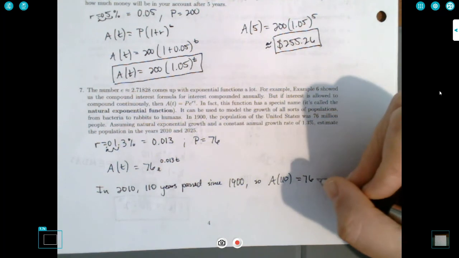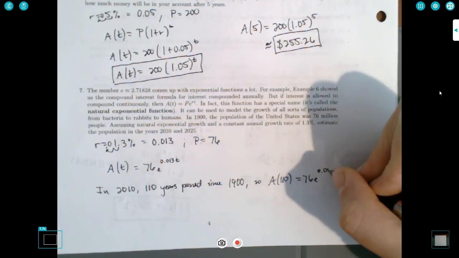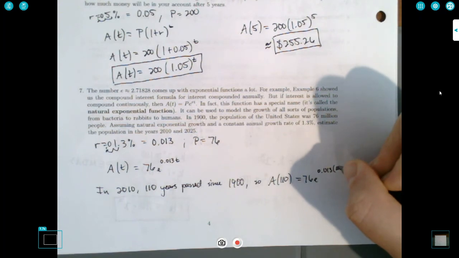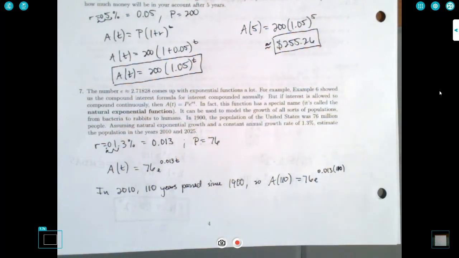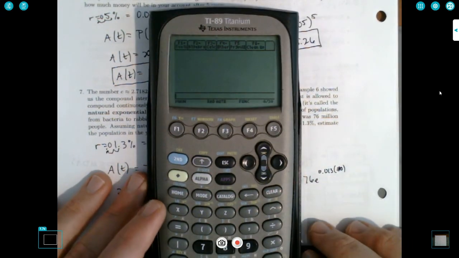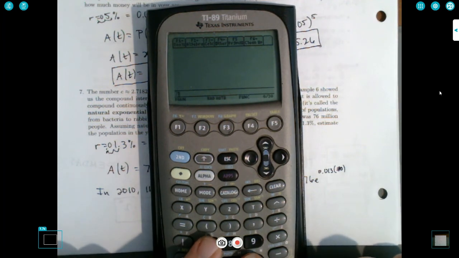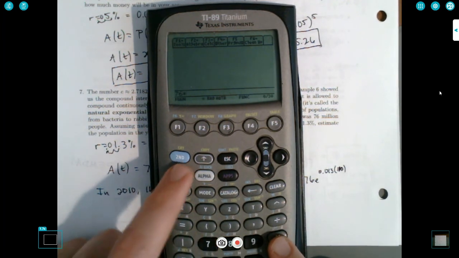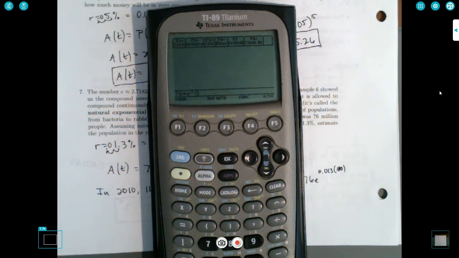That's 76 times e to the 0.013 times 110. Now plug that mess into your calculator. Here's what it looks like on mine, and your calculator is very likely to be different from mine. It looks like 76 times e to the power of 0.013 times 110, and then I close the parentheses there. So I get 317.581138586. But this is in millions, right?